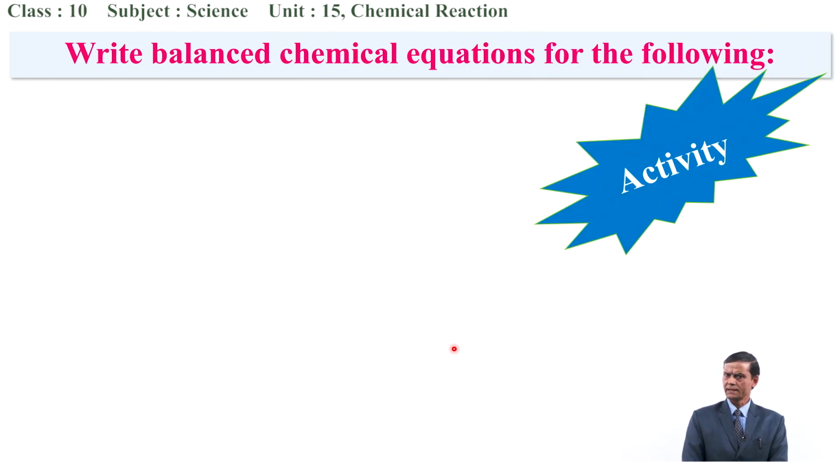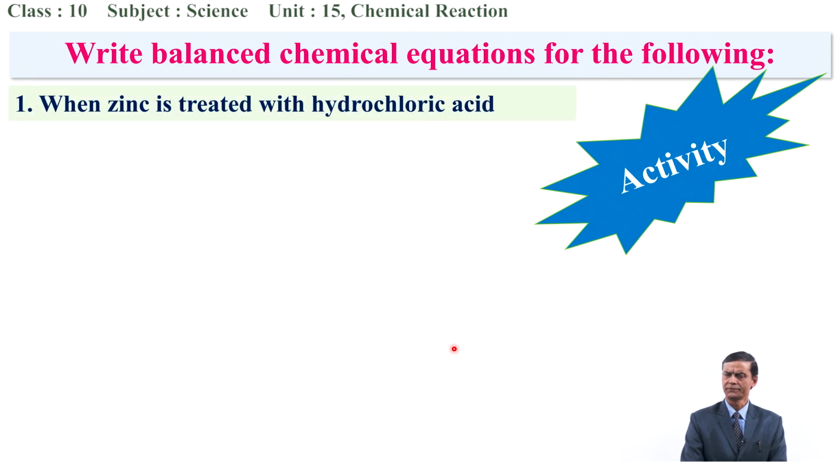Dear students, let's perform one activity. Write balanced chemical equation for the following. I am giving some of the questions, some of the conditions to you. You have to think how to write the balanced chemical equation. Look at it. The first question is, when zinc is treated with hydrochloric acid, think properly, zinc plus hydrochloric acid, that is the reactant side. You have to find the product.